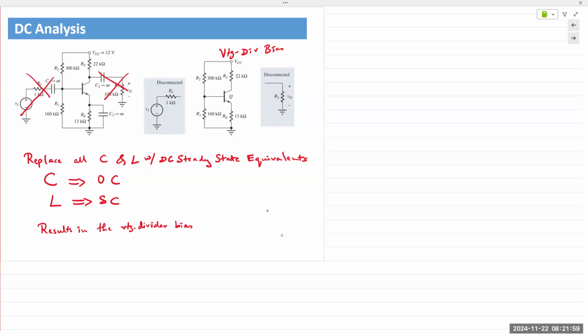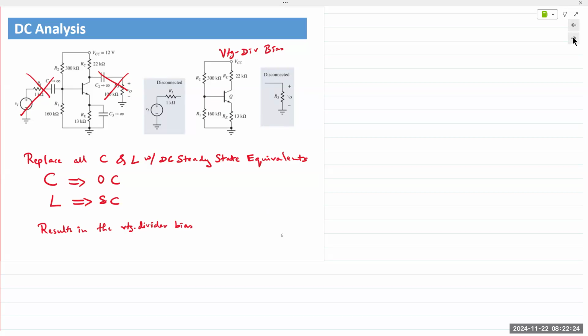Now, again, the capacitor values are chosen such that the impedance is very high for DC and very low for AC. Otherwise, this would not work. Make sense? Okay.